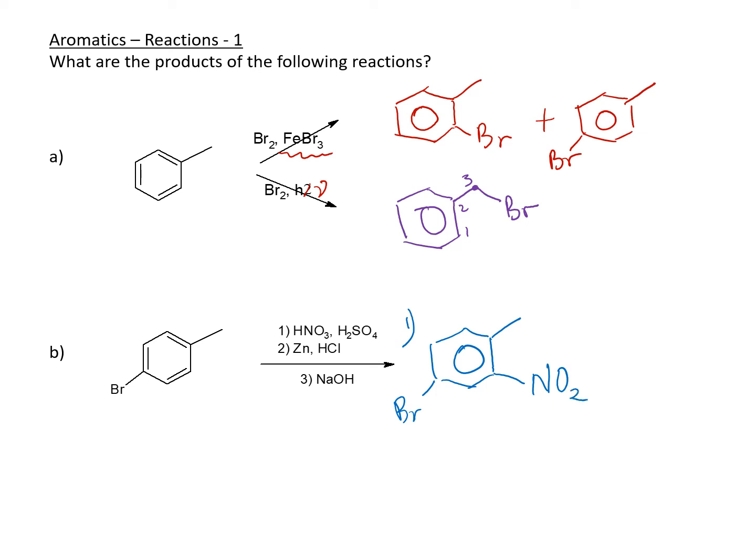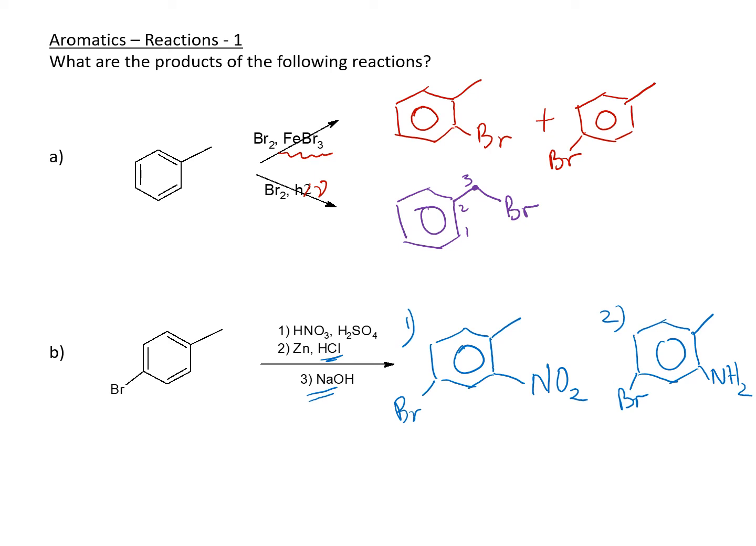Then the second one is where you actually have zinc and HCl. So zinc and HCl tells me that I am doing reduction of the nitro group. So my Br is still there and now I have NH2. So I did reduction.